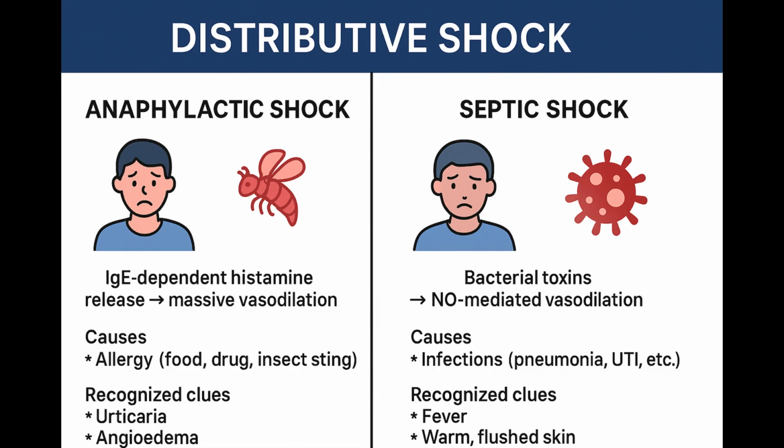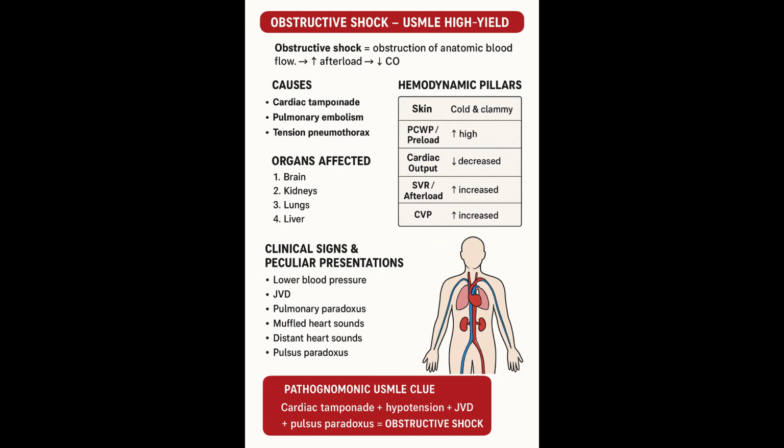Okay, now we have to cover the mechanical type of shock, obstructive shock. This one is unique because the heart could be perfectly healthy, the vessels might have tone. But there's a physical barrier blocking the blood flow, either into the heart or out of it. Exactly. This is a mechanical crisis, and it requires a mechanical fix.